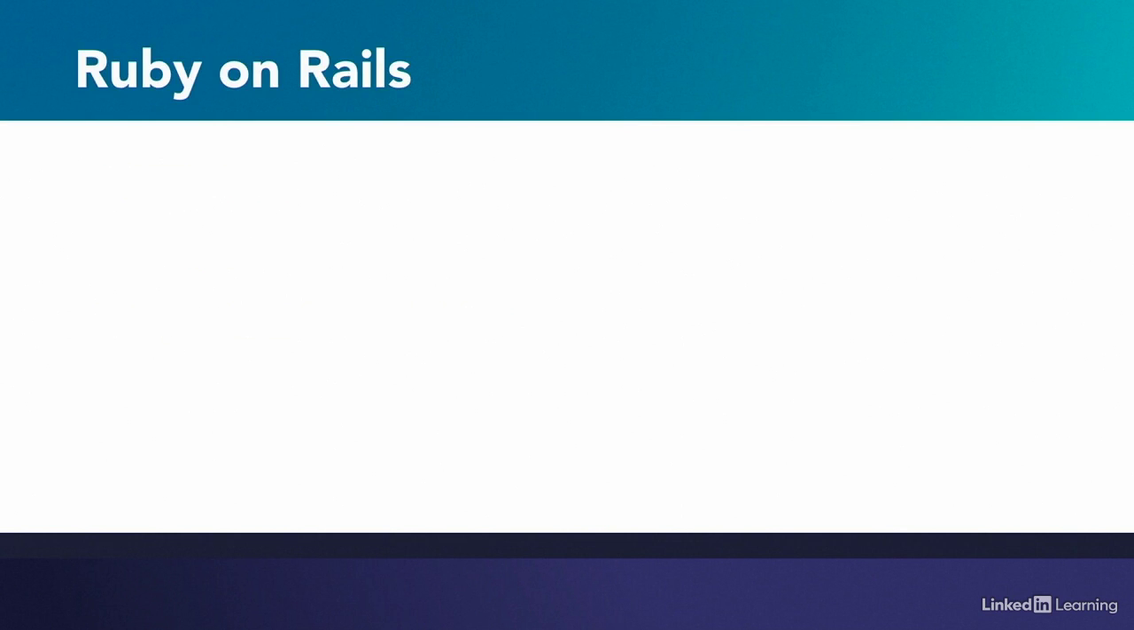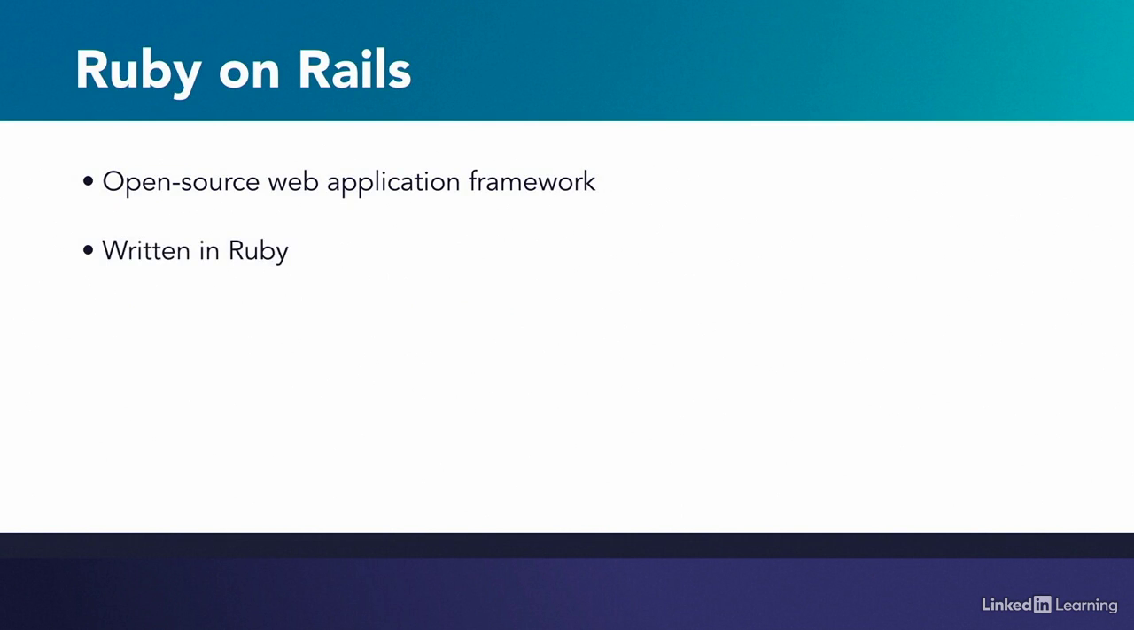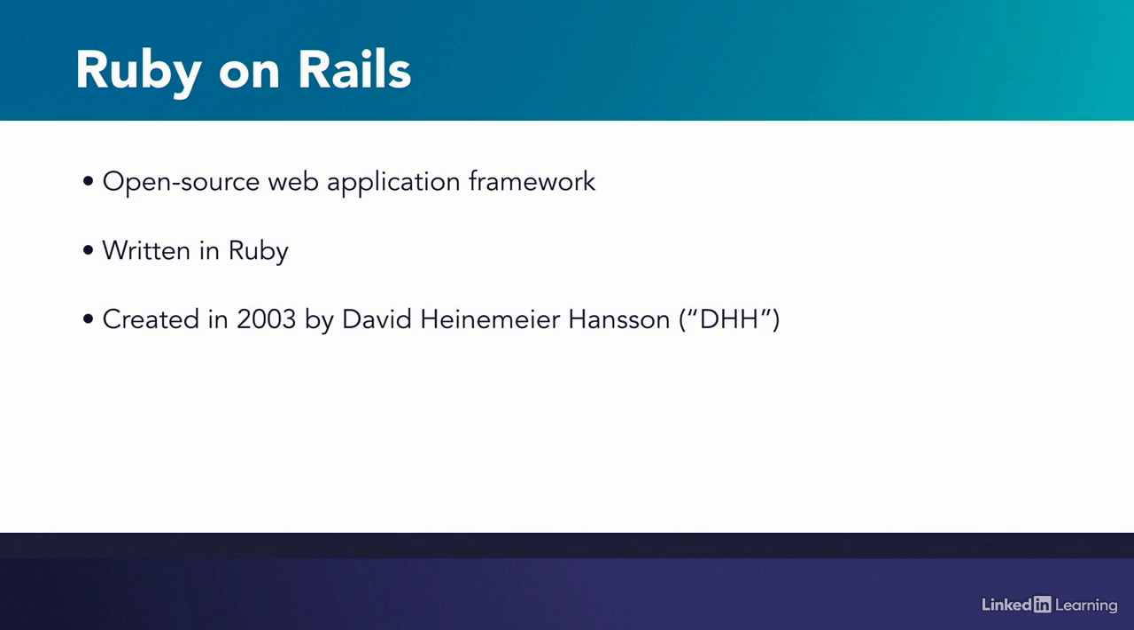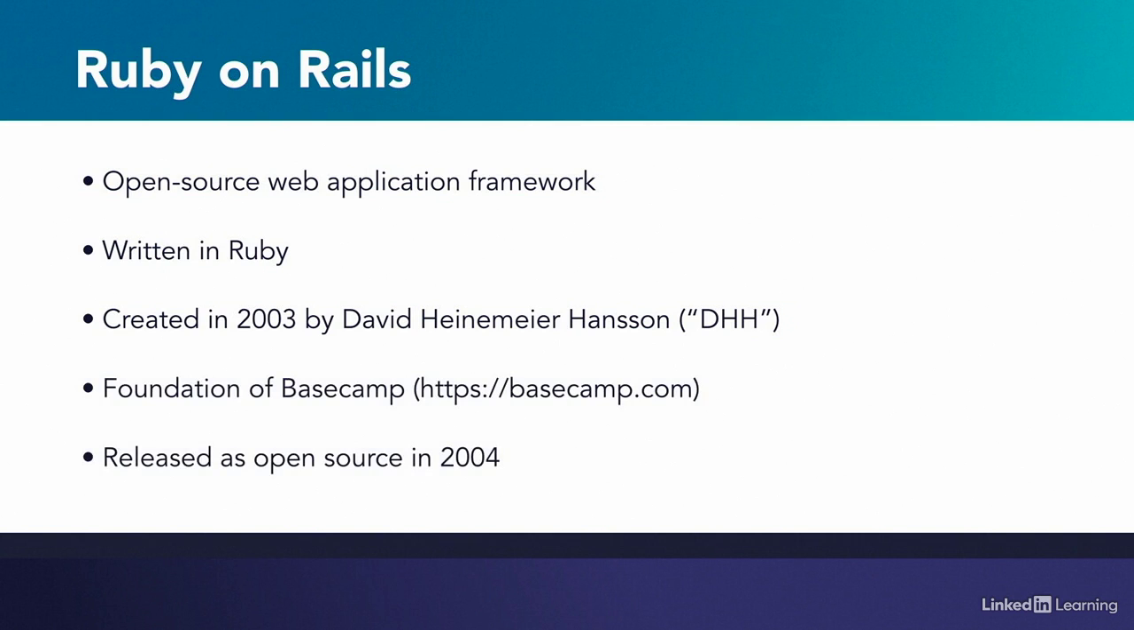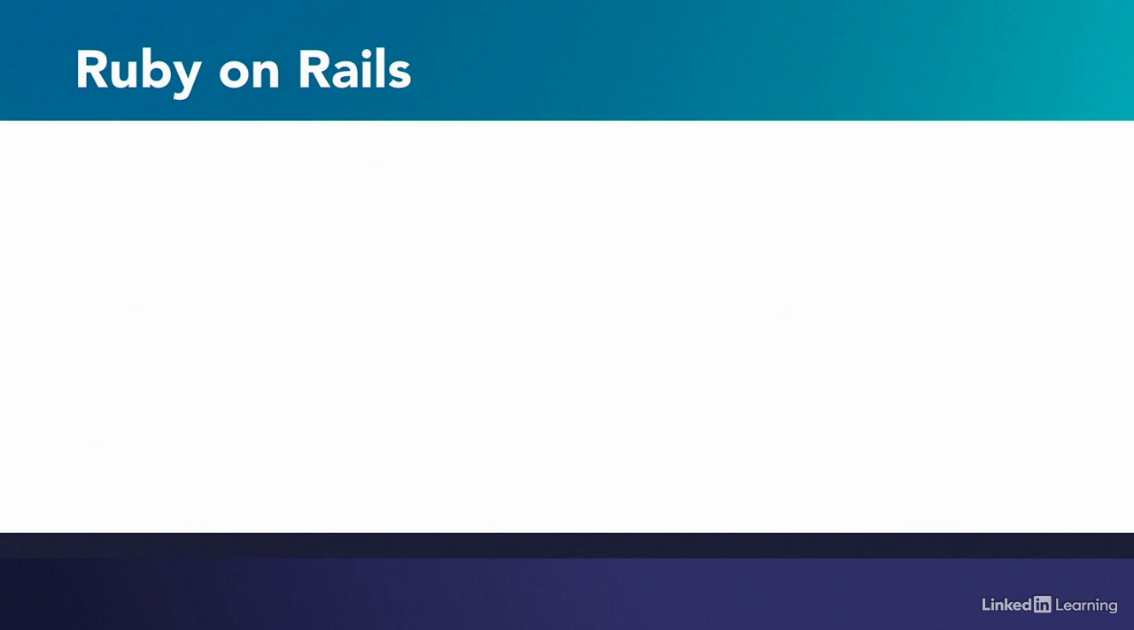Ruby on Rails, on the other hand, is an open-source web application framework, which is written in the Ruby programming language. It was created in 2003 by David Heinemeier Hansson, who the community often refers to as simply DHH. Rails was created as the foundation for the Basecamp application and then released as open source software for anyone to use in 2004. Since then, it's grown into a popular, active open source project with hundreds of contributors who submit new features, find bugs, and make speed improvements.